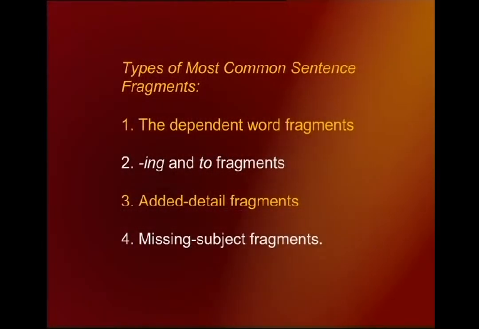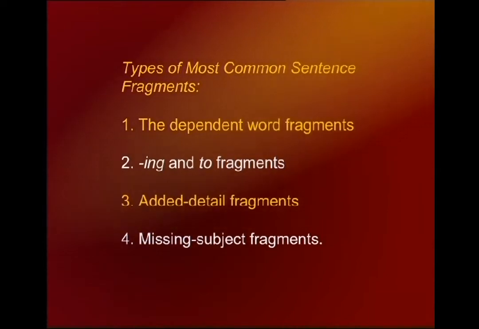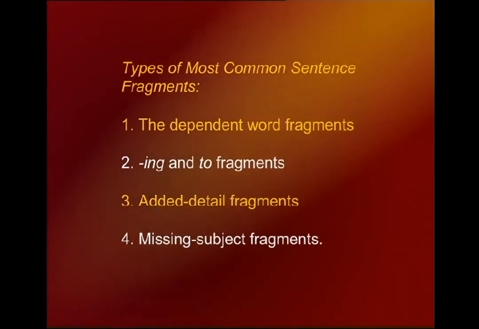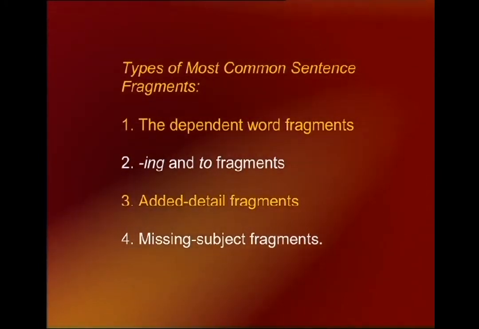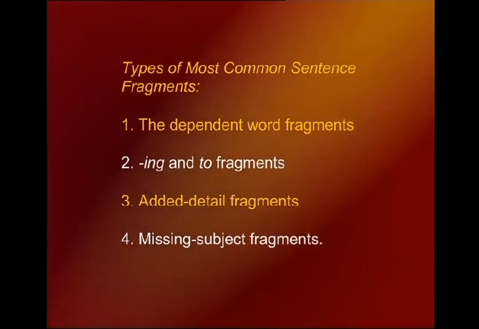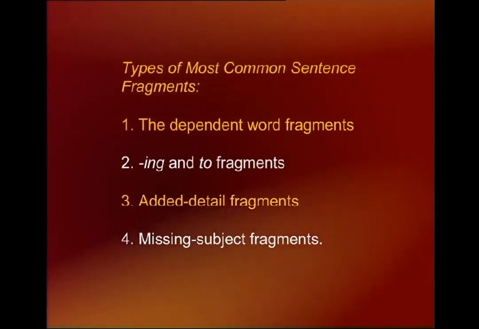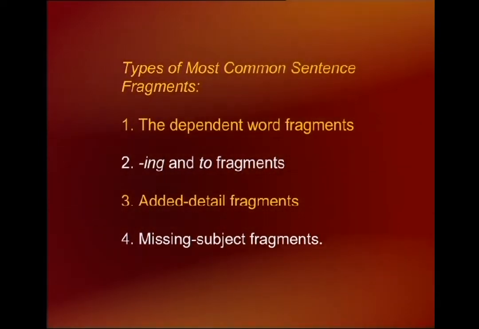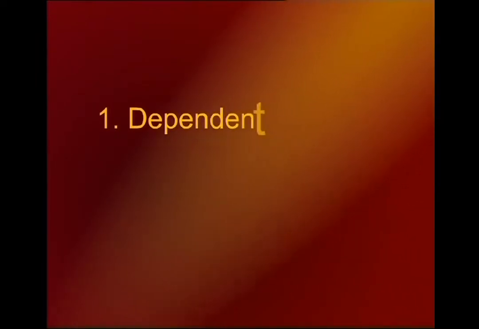We shall now look at the most common types of sentence fragments. And these are four types. Number one, the dependent word fragment. A fragment which is dependent, a fragment based on the dependent word. And then the ing and to fragments. And the third is the added detail fragment. And the fourth is the missing subject fragment. These are all different types, and as we go through them, you will have no problem distinguishing one from the other. Now let us look at the first one, the dependent word fragment.